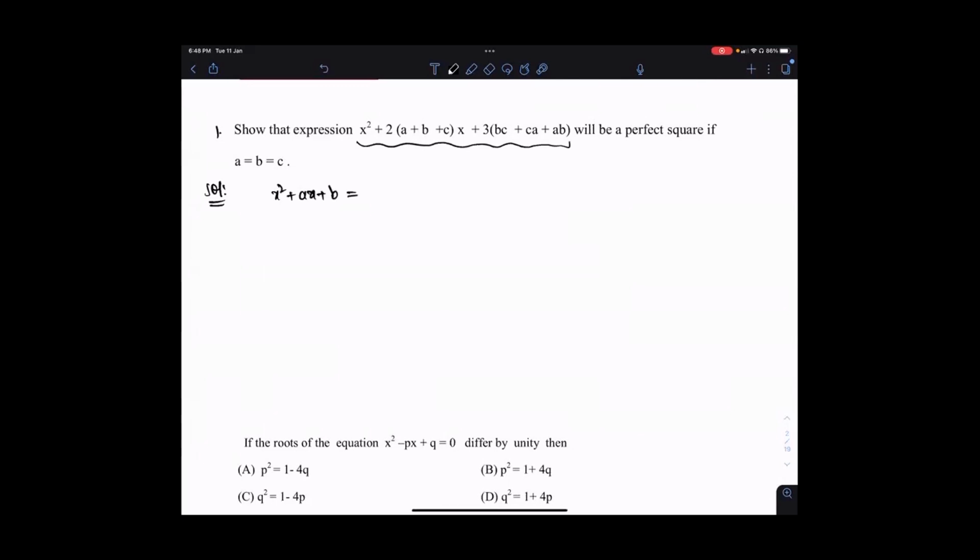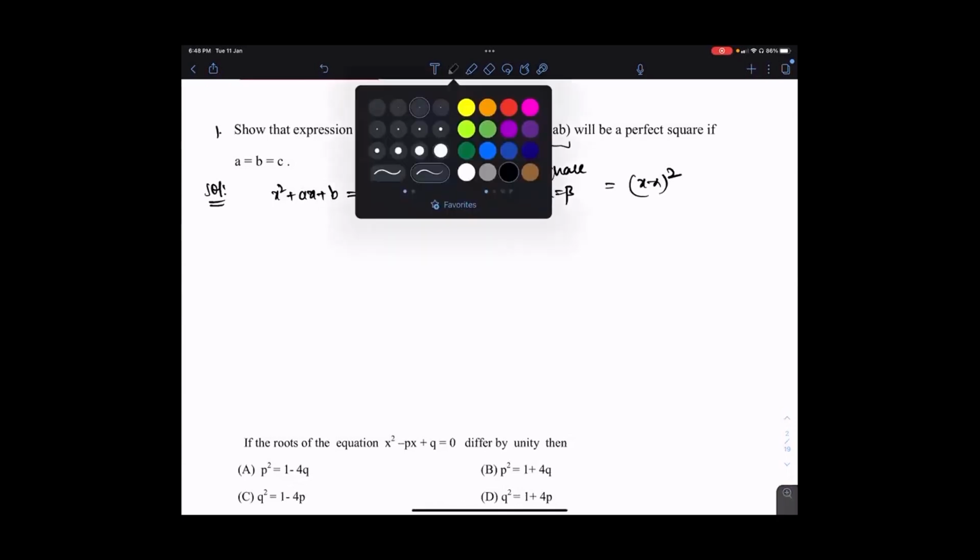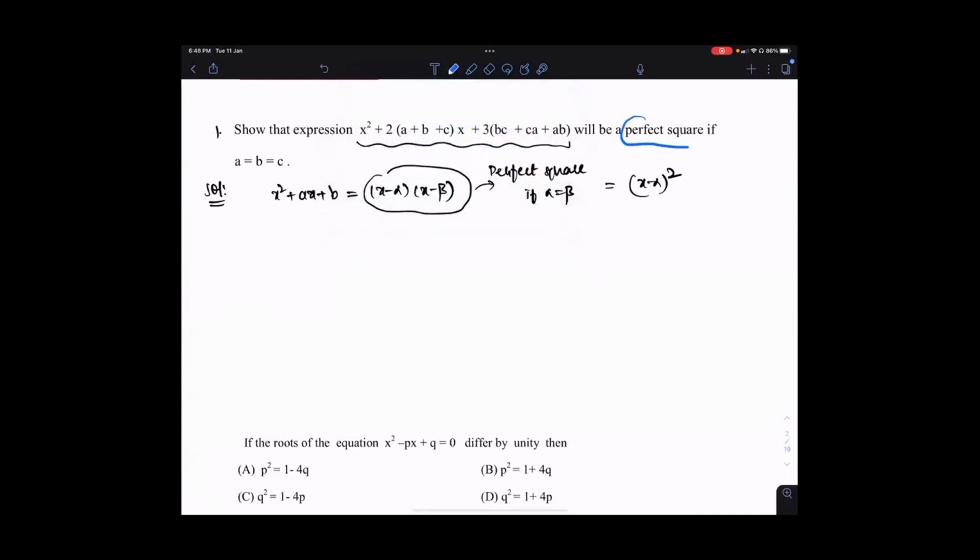This is a quadratic. Now (x minus alpha)(x minus beta), if alpha, beta are the roots of this quadratic, will be a perfect square if alpha equals beta. Correct? Because if alpha equals beta, it will become (x minus alpha) whole square, which is a perfect square. So when they say perfect square, they indirectly mean they're asking for equal roots. They are saying that this quadratic expression has equal roots.